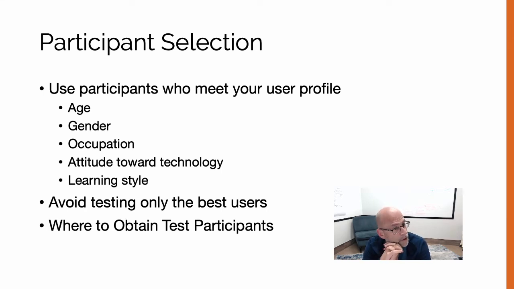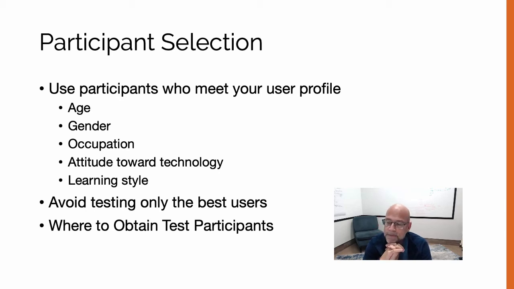You're going to want to use research participants who meet your user profile. That is, they'd be similar in age, you'd have roughly equal genders or genders that reflect the people who use your product, similar occupations, similar attitudes towards technology, perhaps similar learning styles, things like that. You basically want people who are going to look and act an awful lot like the people who are using your product. It's important that you avoid testing only the best users.